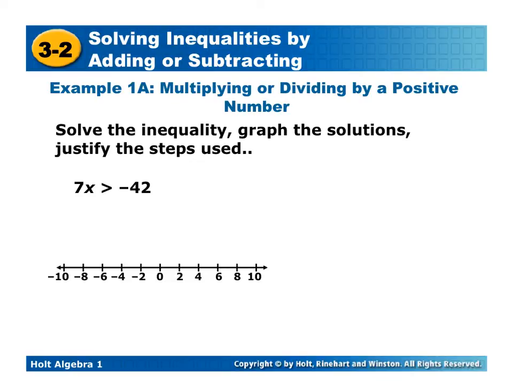So now here we have 7 being multiplied by x. So to undo that multiplication, we're going to divide both sides by 7. And here we have x is greater than, well, 42 divided by 7 is 6. Negative divided by positive is a negative. So x is greater than negative 6. So we have an open circle, arrow going to the right. Our steps here would be the multiplication property. Oh, not multiplication property, because we're dividing. It would be the division property.